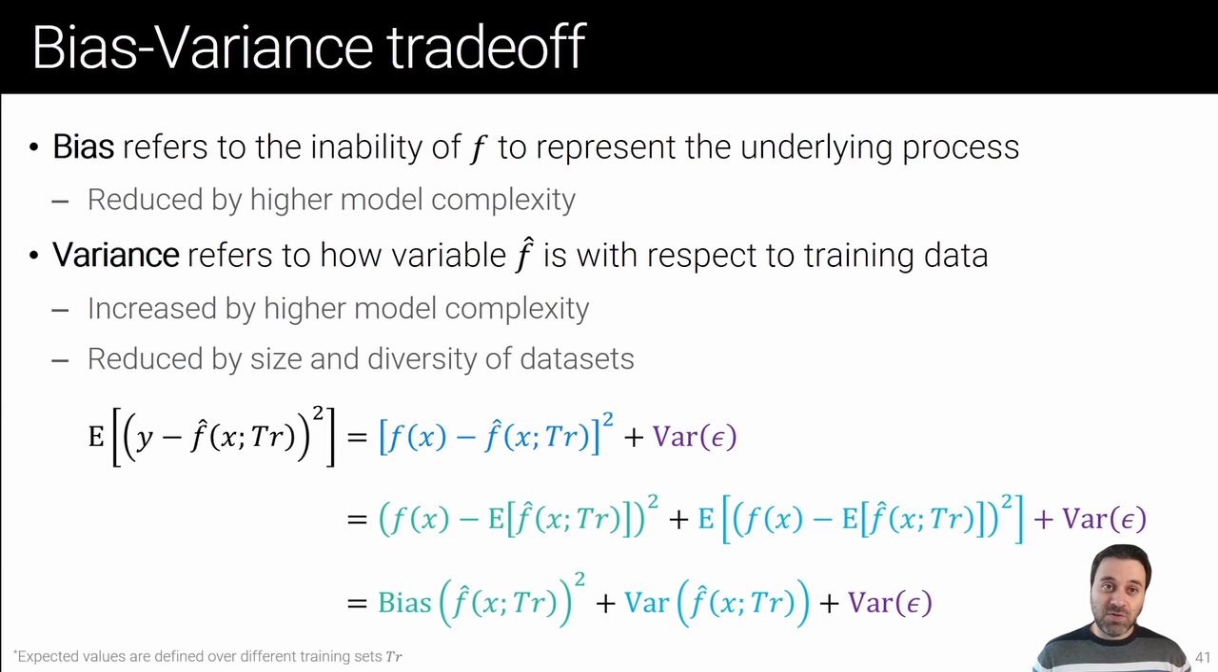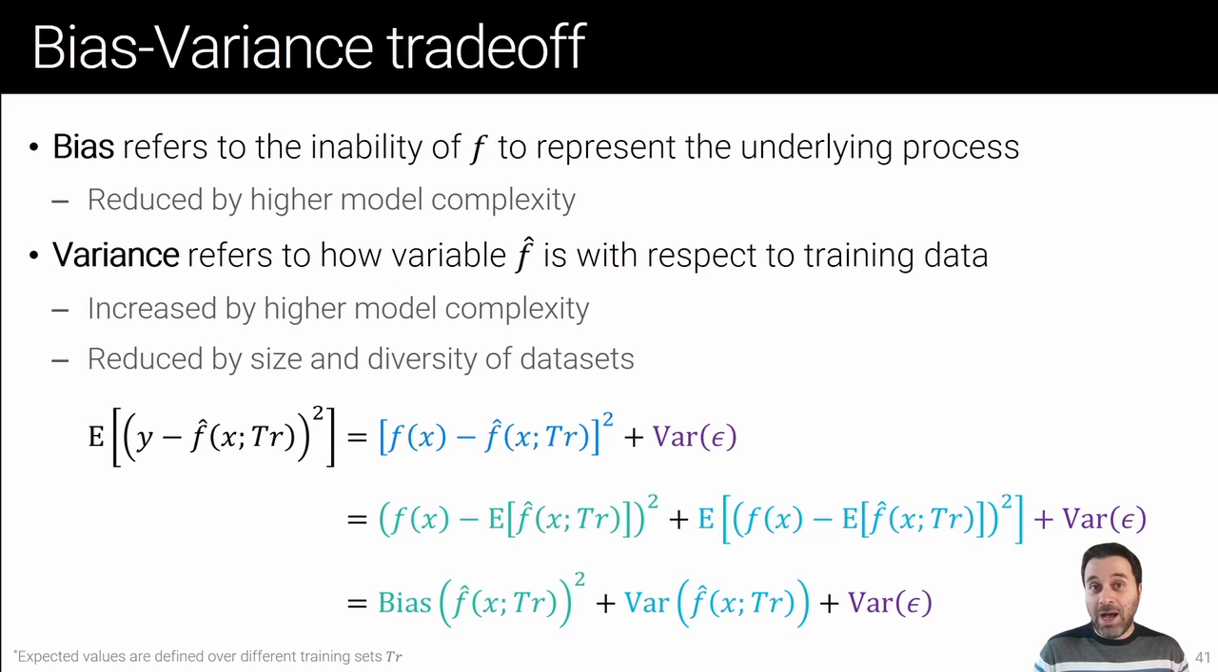The bias refers to the inability of the final model to represent the underlying data, the underlying process. So we know that this is going to be reduced with higher model complexity. The more we allow the model to accommodate to the training data set, then the better it's going to go through all the observations, and then the bias is going to be lower. But it could be the case that increasing the model complexity also increases the variability of the model or the dependence of the model on the training data. And that's what variance refers to.